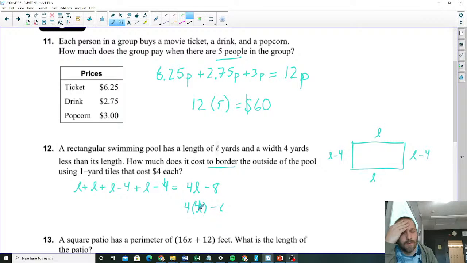Oh, sorry, 4 times 4. Sorry, that was the cold talking. 4 times 4, because $4 for each tile. Times 8, or minus 8, sorry. 4 times 4 is 16. 16 minus 8 tells us that it's going to cost us $8. I don't like that. That's saying that there's 4 yards.